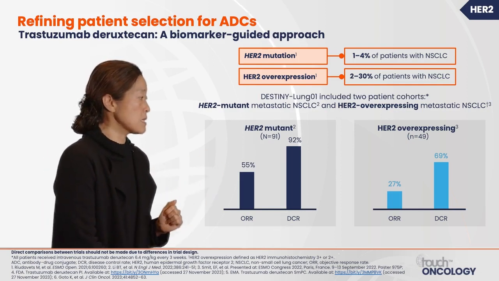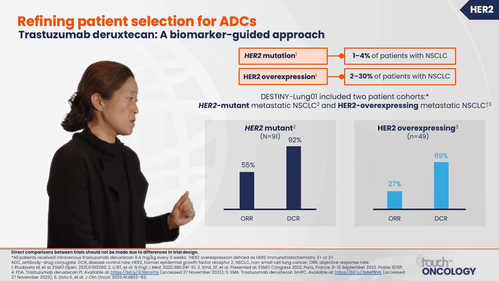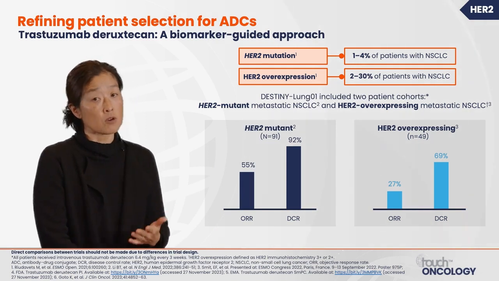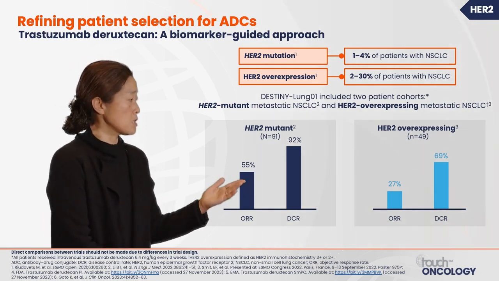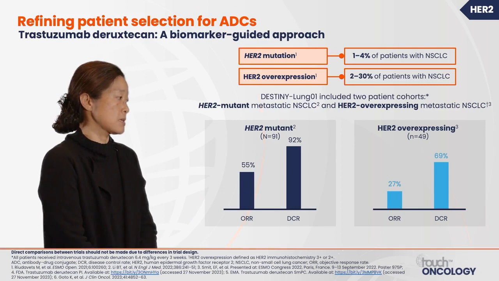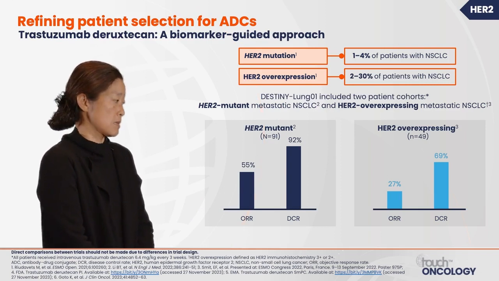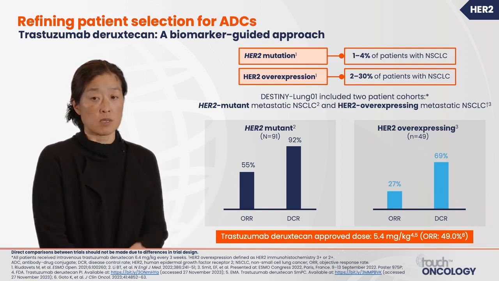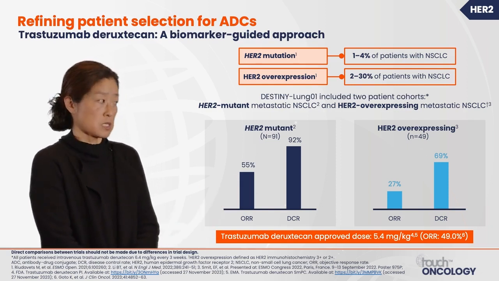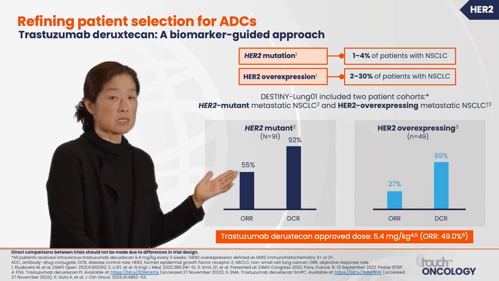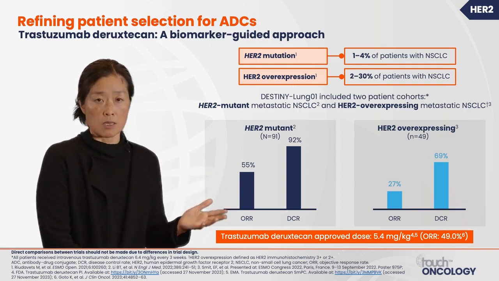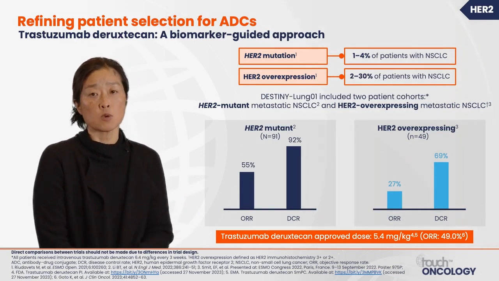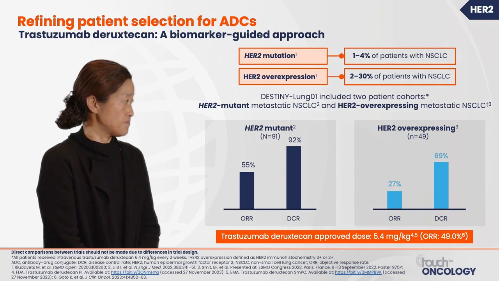And to the left, you can see in the HER2 mutant population, an overall response rate of 55%, a disease control rate of 92%. In the HER2 overexpressing lung cancer population, an overall response rate of 27% and disease control rate of 69%. The approved dose, as you know, is 5.4 mg per kg. There, the overall response rate in the HER2 mutant population was 49%. And trastuzumab deruxtecan gives us an example of an antibody-drug conjugate where it can use a biomarker, in this case HER2 mutation, to really select who is going to have the most benefit.